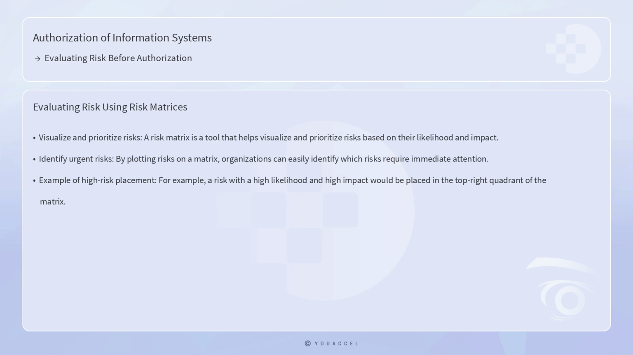One effective method for evaluating risk before authorization is the use of risk matrices. A risk matrix is a tool that helps visualize and prioritize risks based on their likelihood and impact. By plotting risks on a matrix, organizations can easily identify which risks require immediate attention and which can be monitored over time. For example, a risk with a high likelihood and high impact would be placed in the top right quadrant of the matrix, indicating that it needs urgent mitigation measures.